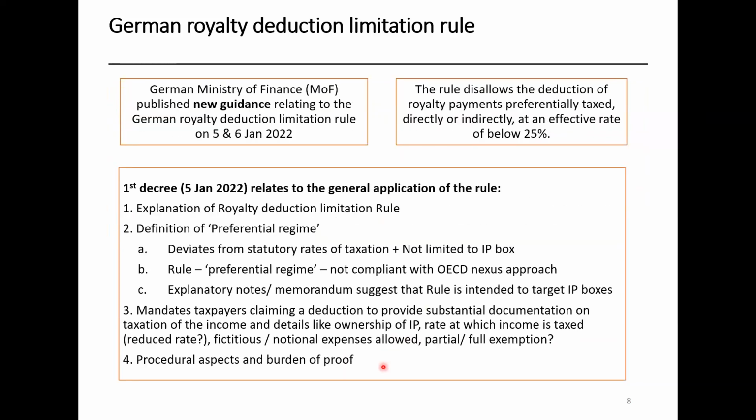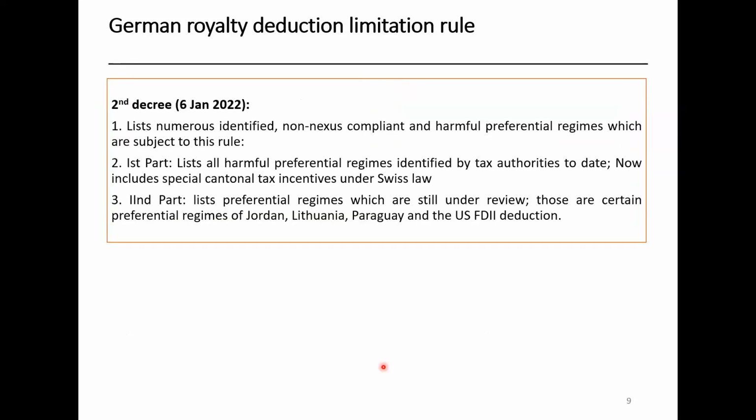There are two parts to this decree. There was one that was released on the 5th of Jan, and the second that was released on the 6th of Jan. The release on the 6th of Jan identifies a set of countries where Germany believes that these are harmful or preferential regimes. And the second part lists out countries which are under review. Most prominently, the first part of the list. This list was already available, I would think, a couple of years back. This list is an updated list which was issued on the 6th of Jan.